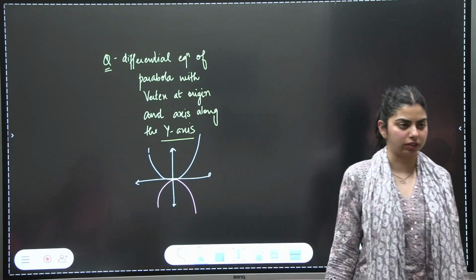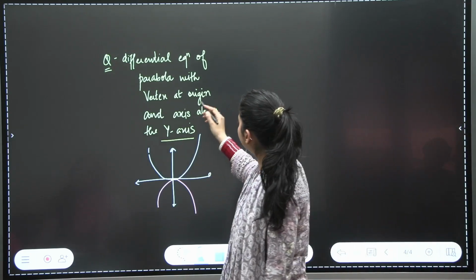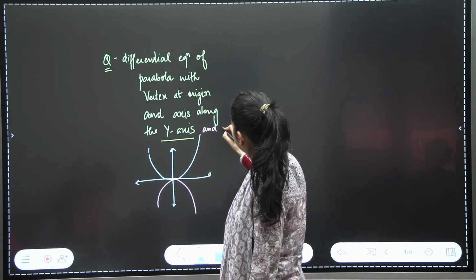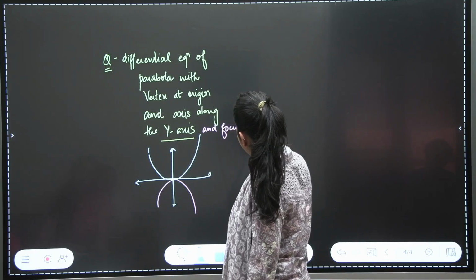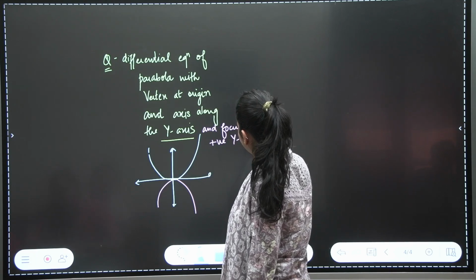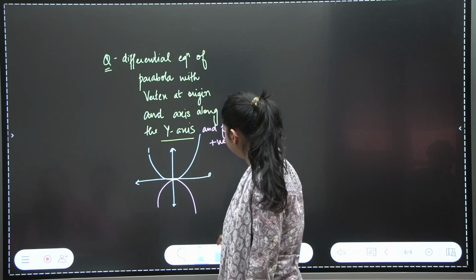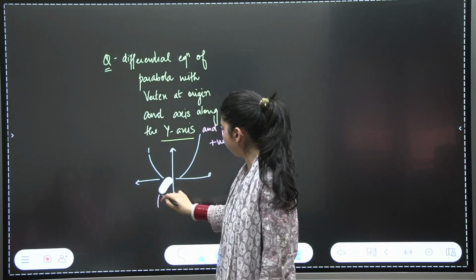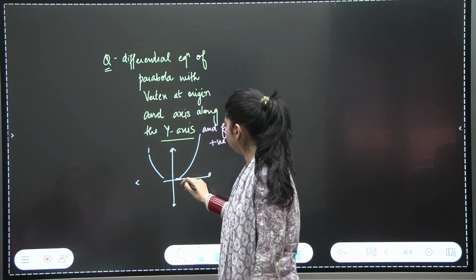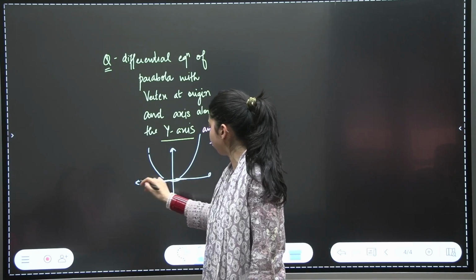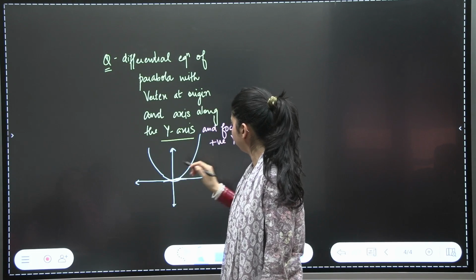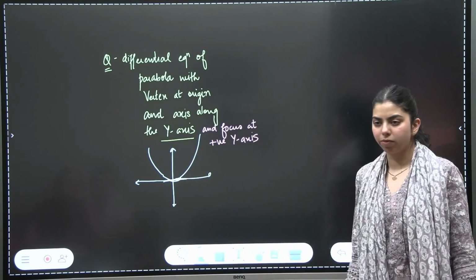Either one of the two cases. And maybe I can add a condition: vertex at origin, axis along the y-axis, and focus at positive y-axis. That simply means I've reduced the idea to the fact that I'm only dealing with an upward parabola here. Right? This is only an upward parabola that I'm talking about. Yes, are we all able to understand? Alright. So this is the upward parabola that I'm talking about.